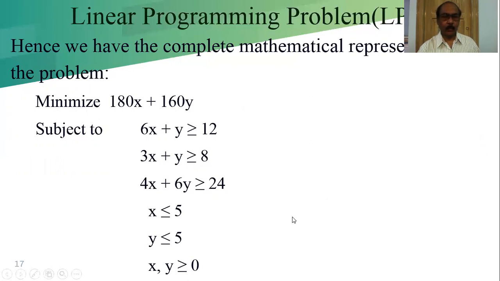6 days a week. In this case, it is a 5 days week. And x and y greater than or equal to 0 is satisfying the non-negativity. So this is the complete mathematical model of the two mines problem. That is example 1. I think it is clear to all of you.